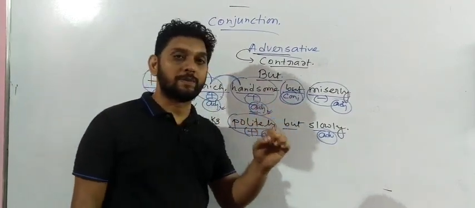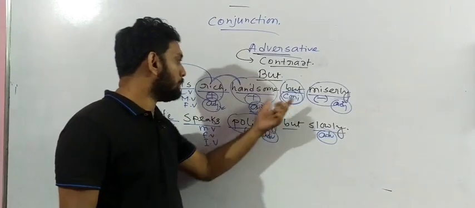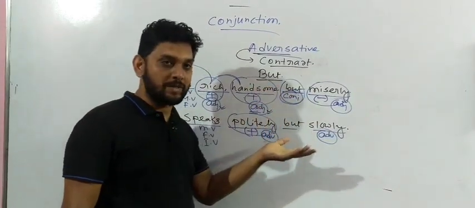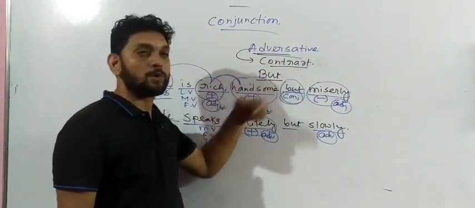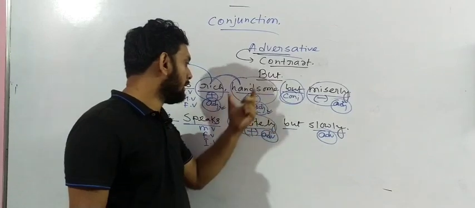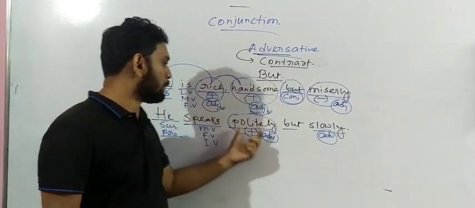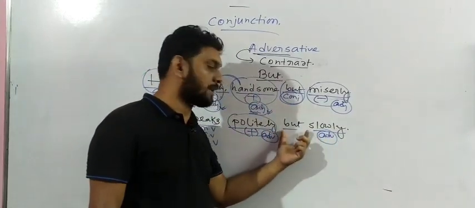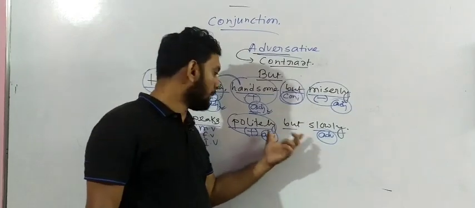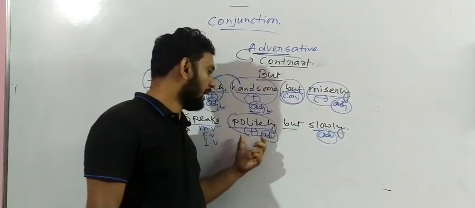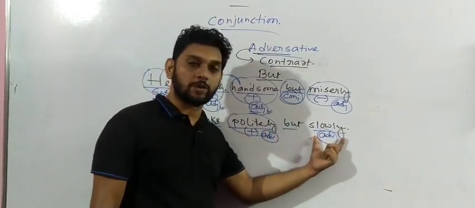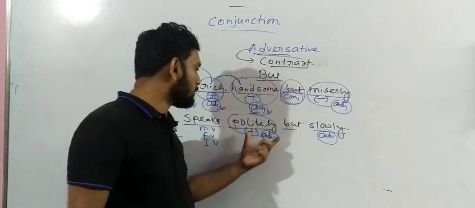But there has to be some difference. The difference is that but always gives the opposite sense. Adversative, that means contrast. Contrast should be there. Already I have written, he speaks politely but slowly. That means the contrast is there between two words. You have seen I have written politely and also slowly. So there is contrast between two words.